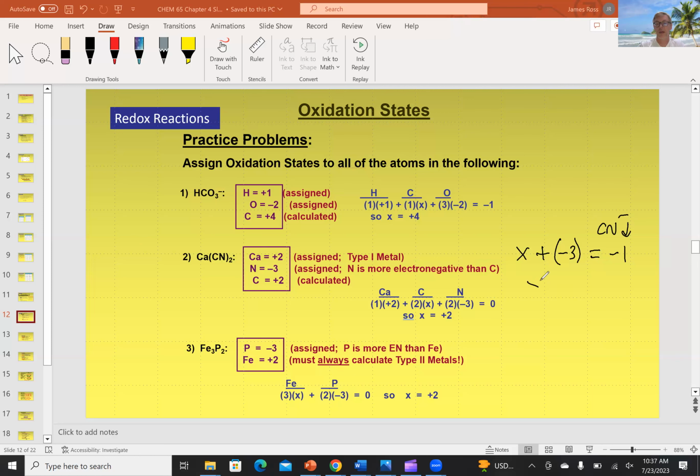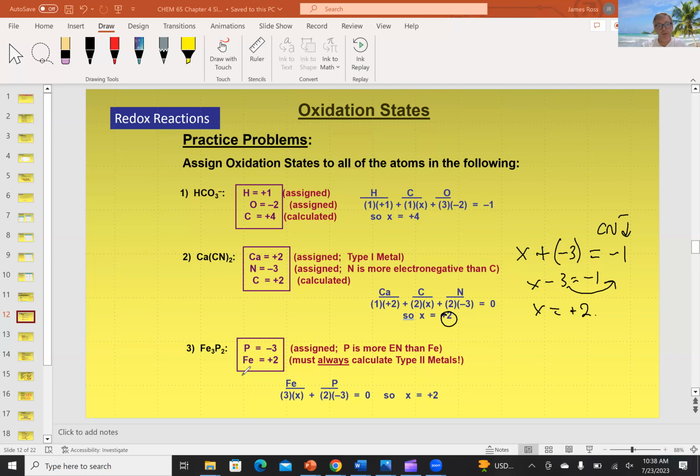So I've got X - 3 = -1. If I take the -3 over here, it becomes plus. So X equals -1 + 3, which is +2. So that's where this +2 comes from. Again, the oxidation states for the 3 elements in calcium cyanide are +2 for calcium, -3 for nitrogen, +2 for carbon.